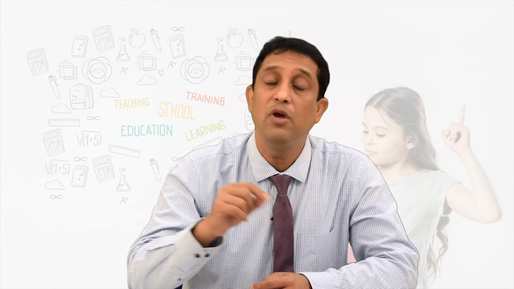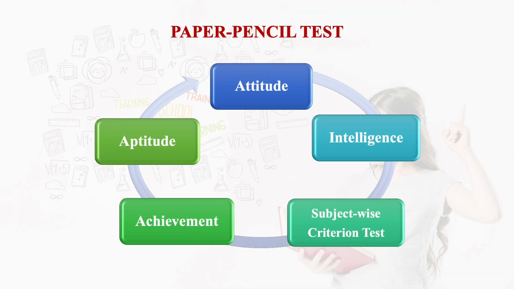You can administer many tools upon the same student, and you can administer a single tool upon two students so far as better comparison is concerned. Then further, so far as paper pencil test is concerned, these are certain tests that can be done using paper and pencil: attitude, intelligence, subject-wise criterion test, then achievement and aptitude. Now try to understand the specific use of paper pencil test and oral test.